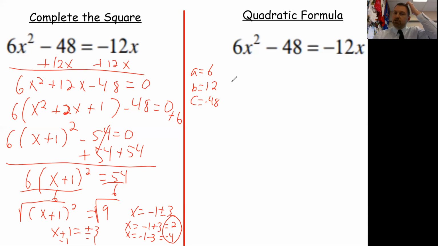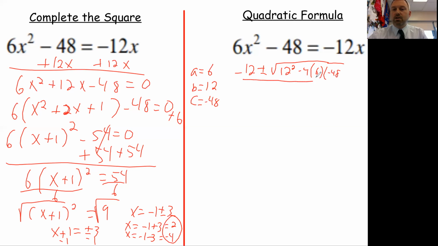Solving by the quadratic formula really is just an exercise in substituting and following the order of operations. So in this case, you would have negative 12 plus or minus the square root of 12 squared minus 4 times a, which is 6, times c, which is negative 48, all over 2 times a, or in this case, 2 multiplied by 6. Okay, next, in each of these, we're going to say x equals. Now negative 12 plus or minus the square root of 144.